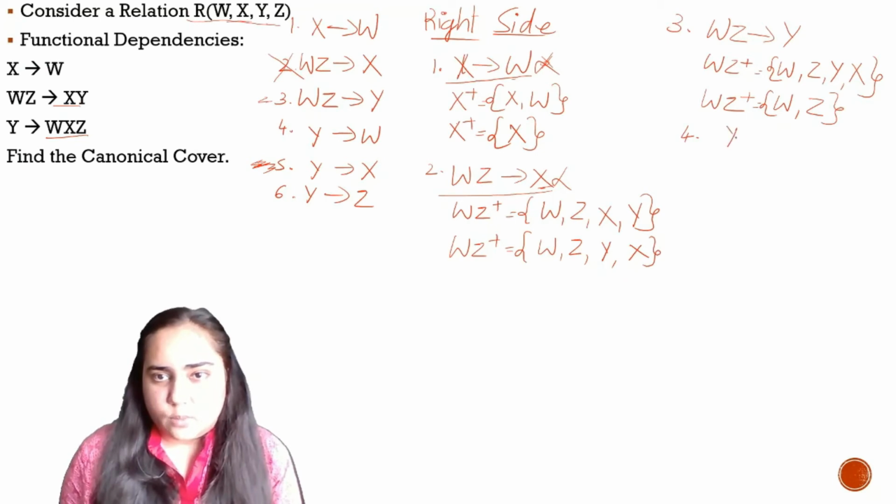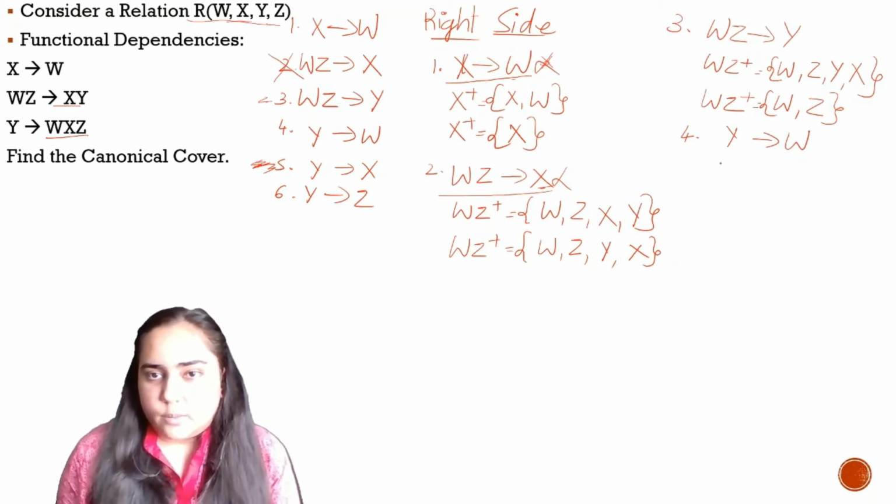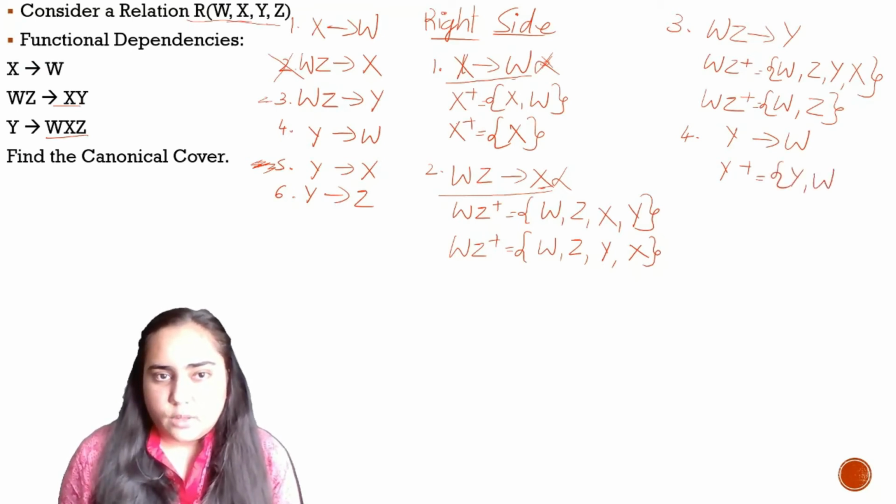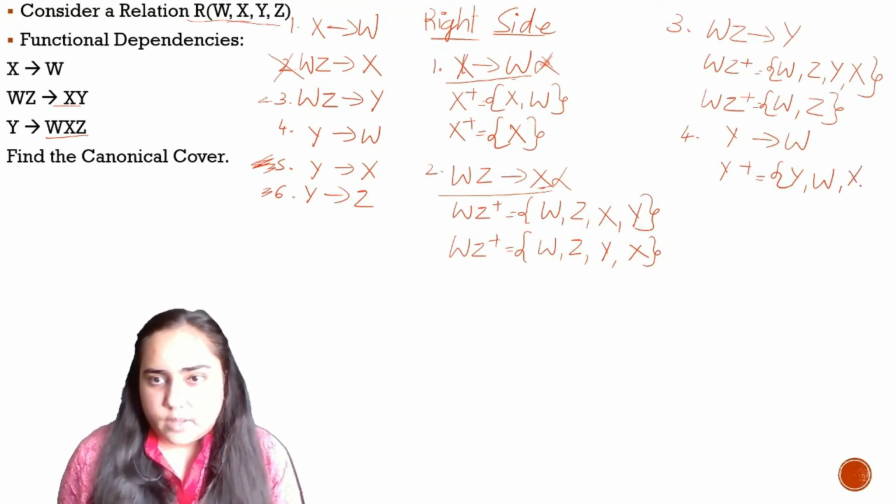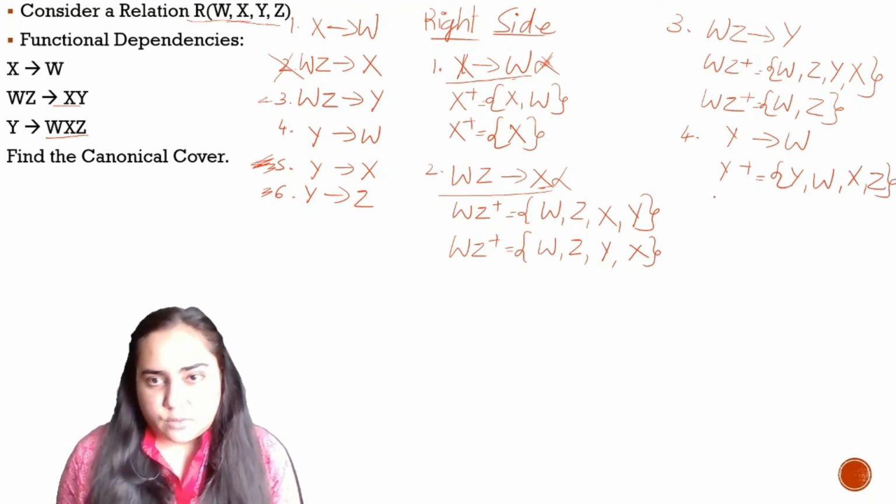Next one is Y determines W. So in this case, we are going to find closure of Y, which is Y comma W. And then because Y is present, I can add X from here, Z from number 6. So X and Z, and that means Y contains all attributes.